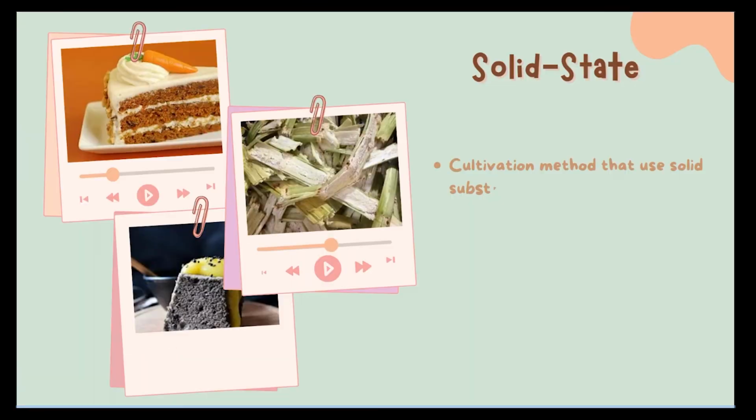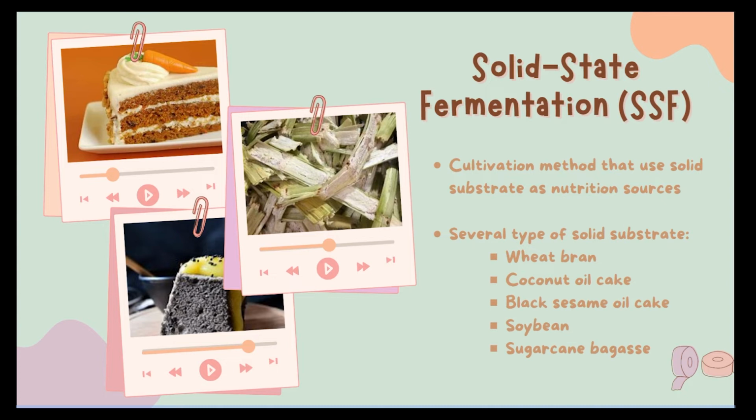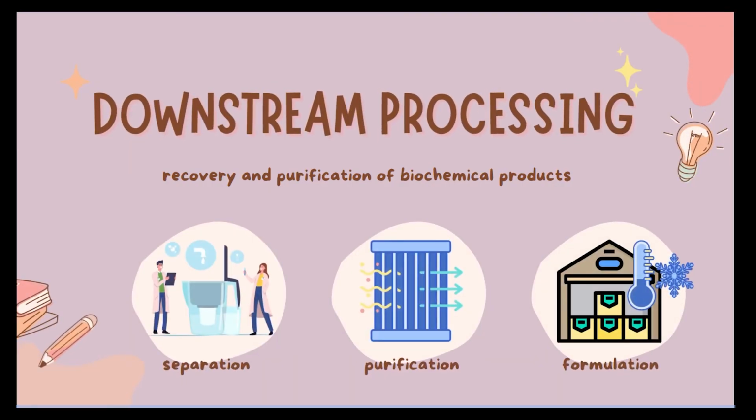On the other hand, solid-state fermentation is a cultivation method that uses a solid substrate as the microbial nutrition source. In this type of fermentation, the moisture content and water source are limited, so the bacteria can only rely on the nutrients from the solid substrate for development. There are several substrates that are used, such as wheat bran, coconut oil cake, black sesame oil cake, soybean, and sugarcane bagasse.